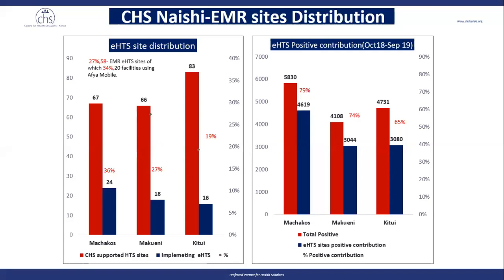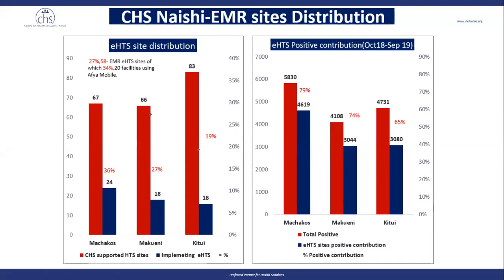All right. So CHS Naishi supports care and treatment, HTS and PMTCT across 3 counties: Machakos, Makueni, and Kitui. The project supports 216 facilities that offer HTS services, with 58 of these facilities using EMR, and the EMR we have been using is IQCare for all these sites. 34 of these facilities are currently implementing POC.